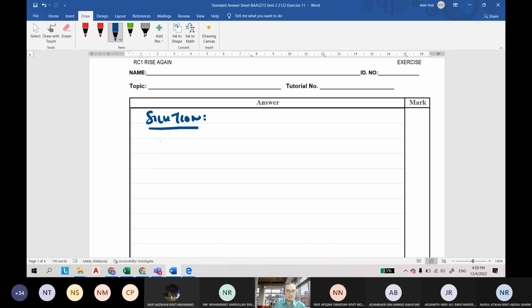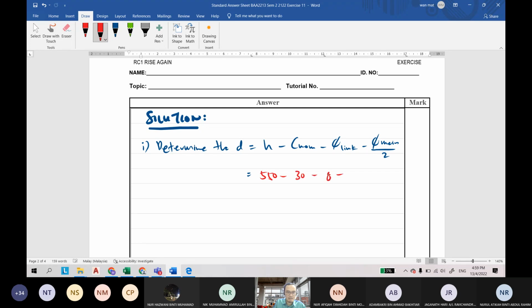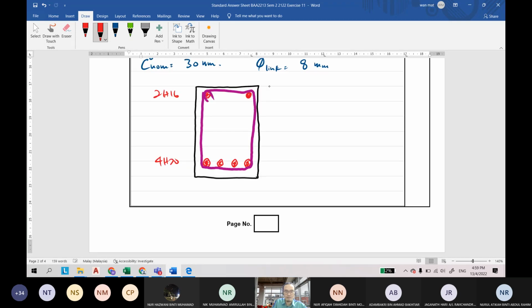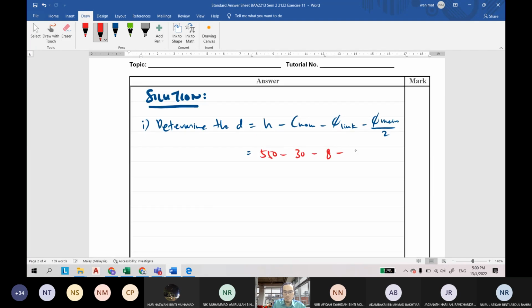First is to determine the D, which is equal to H minus C nominal minus diameter of link minus diameter of main bar over 2. So equal to 550 minus C nominal is 30 minus link 8 minus 20 or 16. Which diameter we have to use? 20, because the D is from top of the surface to here. This is our D. So it's equal to 20 over 2.